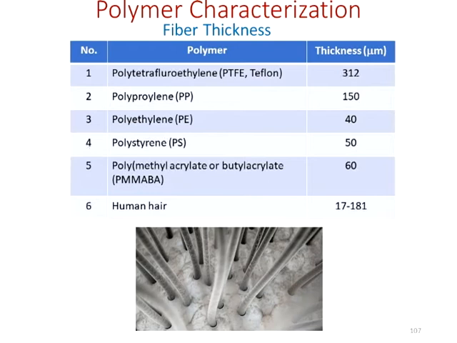Human hair is all over the map, anywhere from 17 to 181 microns. You basically have PTFE at 312 all the way down to the methacrylate, the butyl methacrylate, at about 60 microns. So this is just to give an idea of what it's like, and polypropylene is 150. So it kind of gives you an idea if you looked at these in terms of fibers and thought about them as fibers, then these are the values that you would discover for them.